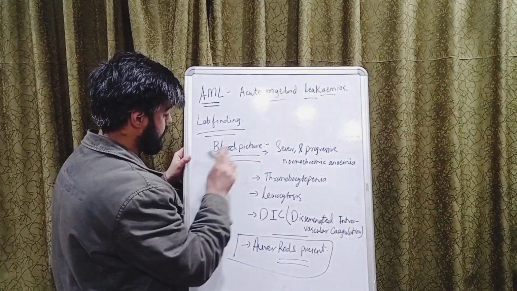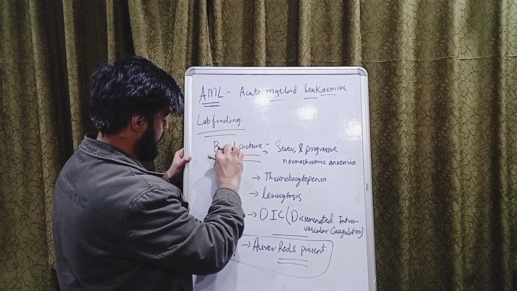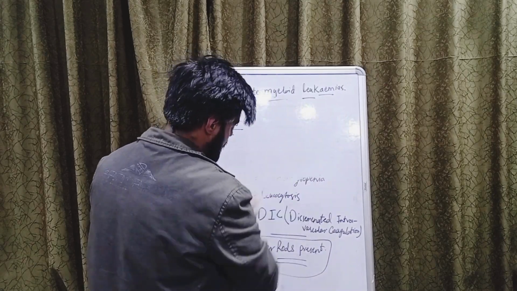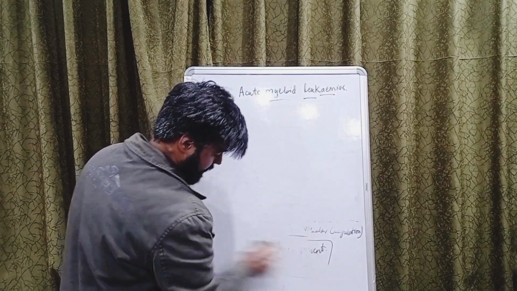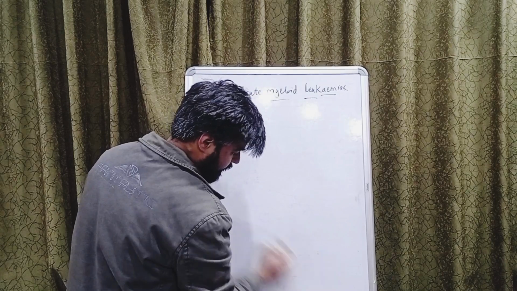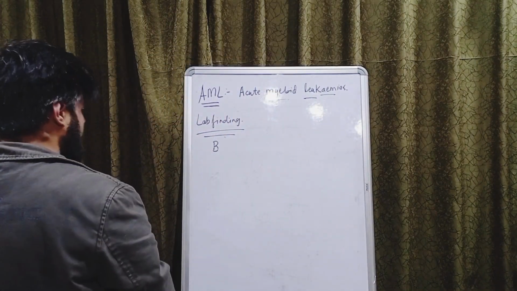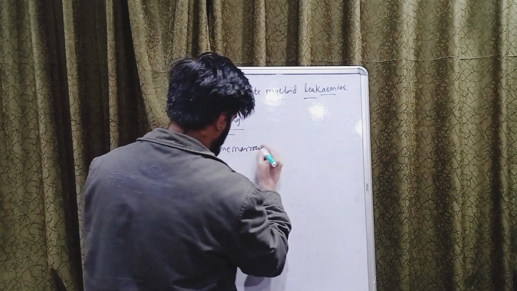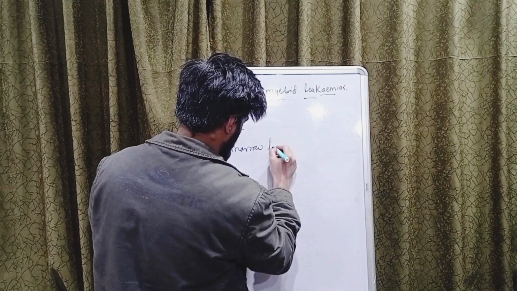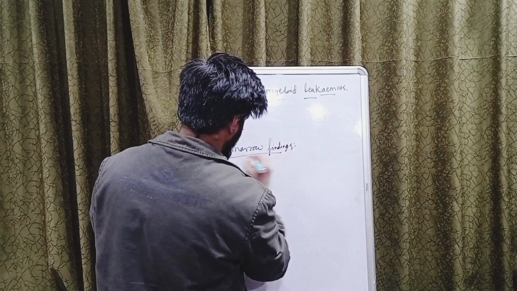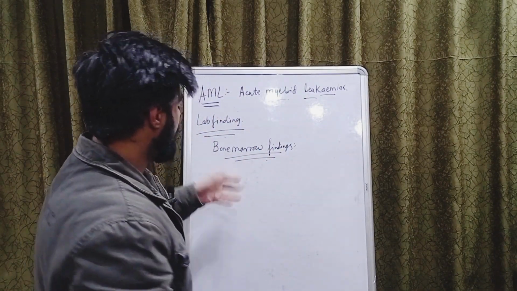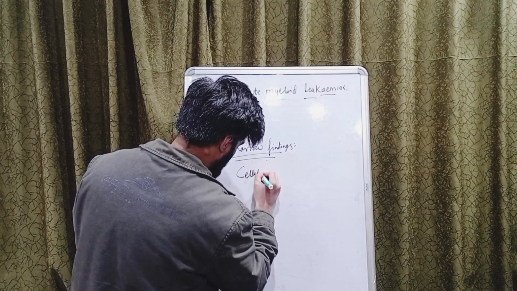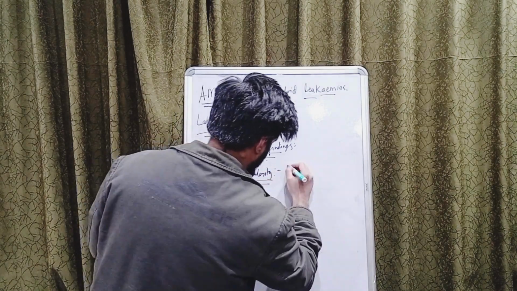the bone marrow findings. Okay, B for blood, B for bone marrow. I hope you guys are understanding well what I'm explaining. Bone marrow findings. First of all, if we see the bone marrow findings, what will be there? First of all, we need to see the cellularity. It will always be hypercellular.